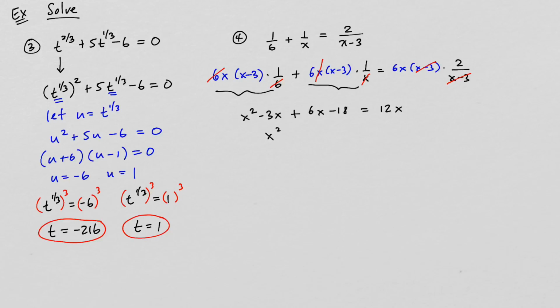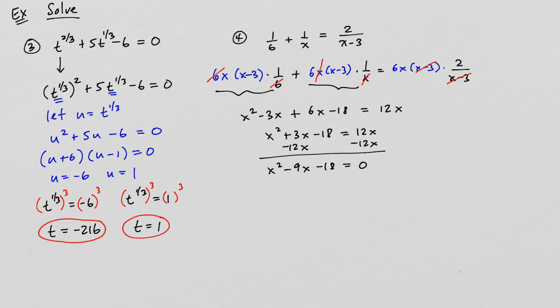Combine like terms, we have x squared plus 3x minus 18 equals 12x. Subtract 12x from both sides, and this gives us x squared minus 9x minus 18 equals 0. So we had something that didn't look like a quadratic equation at all, but it ended up being a quadratic equation. Now, how do we solve this quadratic equation?